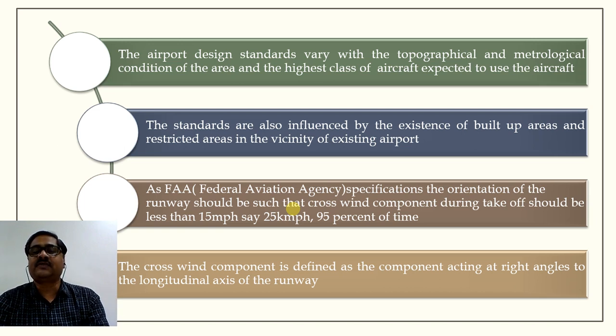that the crosswind component during takeoff should be less than 25 kilometers per hour, 95% of the time. If this condition is satisfied, then and only then is the runway said to be in a perfectly oriented position. What do you mean by crosswind component? The crosswind component is defined as the component acting at right angles to the longitudinal axis of the runway.